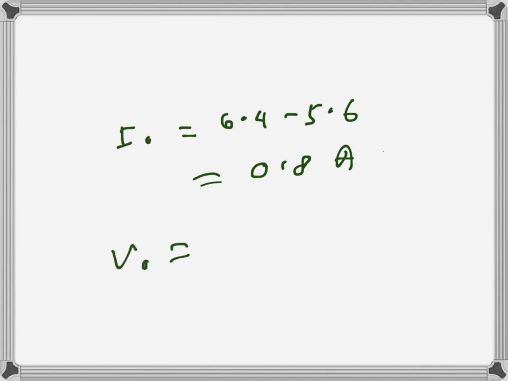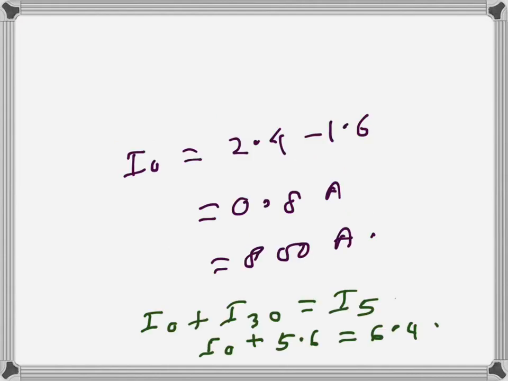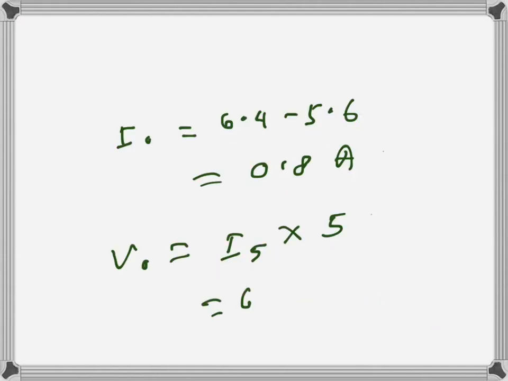And V0 will be I5 times 5 ohms, and I5 we have just written here as 6.4, so 6.4 times 5, which is 32 volts. So that's V0.